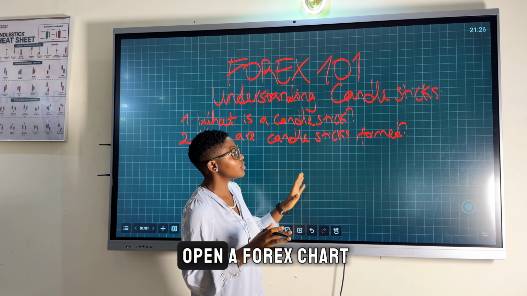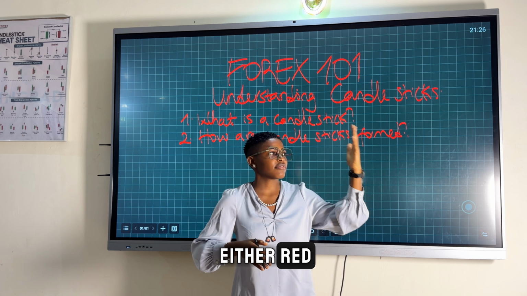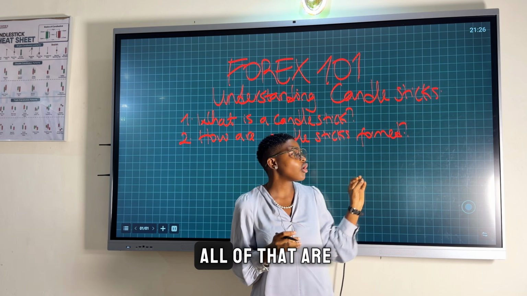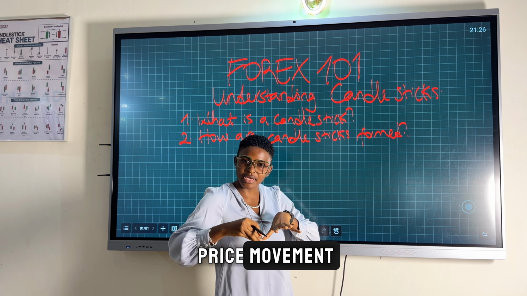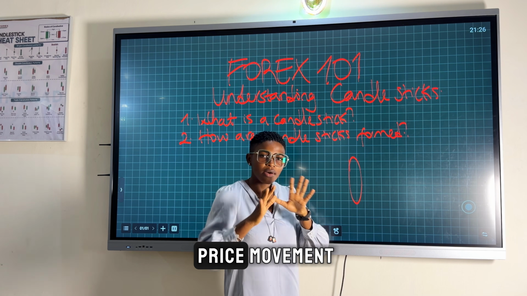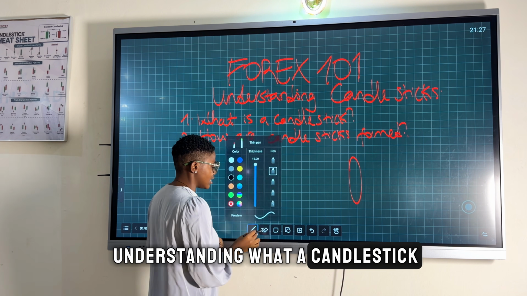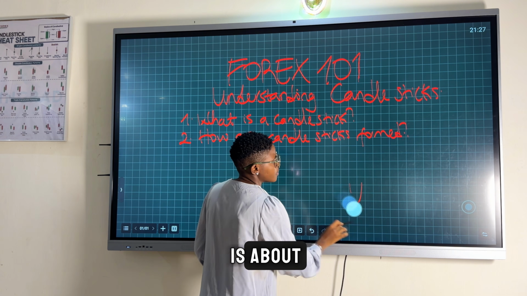It means if we open a forex chart after this, you see candles there, either red, green, or whatsoever. So all of that is price movement. It means each candle tells you price movement. That is all about understanding what a candlestick is about.